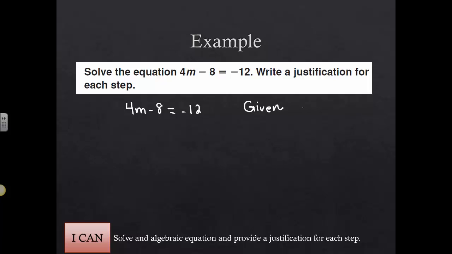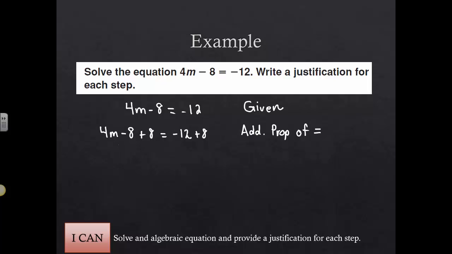The first thing that I would do to this equation is add 8 to both sides. And I'm going to do it beside it instead of beneath it, just to keep everything in line. So what property allows us to add 8 to both sides? That would be the addition property of equality. You can write it in shorthand like that if you need to.